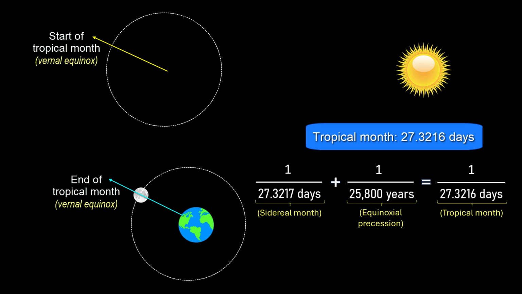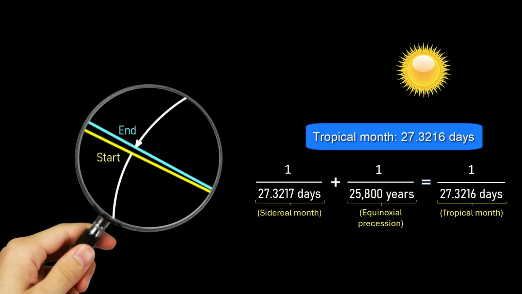Notice that the tropical month is slightly shorter than the sidereal month. Why? It's because the precession of the equinoxes makes the vernal equinox move slowly backward in what we call a retrograde motion. So the Moon doesn't have to travel quite as far to reach the same point again.